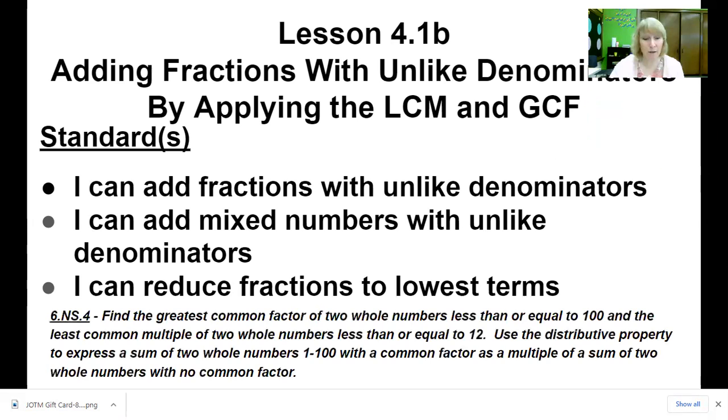And the standard is finding the greatest common factor of two whole numbers less than or equal to 100 and the least common multiple of two whole numbers less than or equal to 12, knowing that the greatest common factor and the least common multiple are what are used to find the common denominators. And then be able to use the distributive property to express the sum of two whole numbers 1 to 100 with a common factor. We've already talked about the distributive property, so we're mainly going to be focusing on the greatest common factor and least common multiple in terms of fractions. I'm going to minimize myself and let's get started.